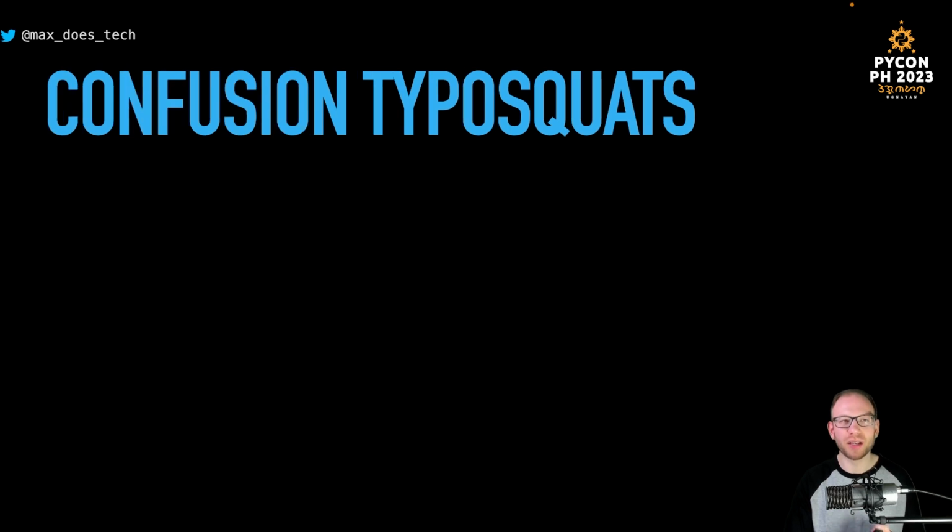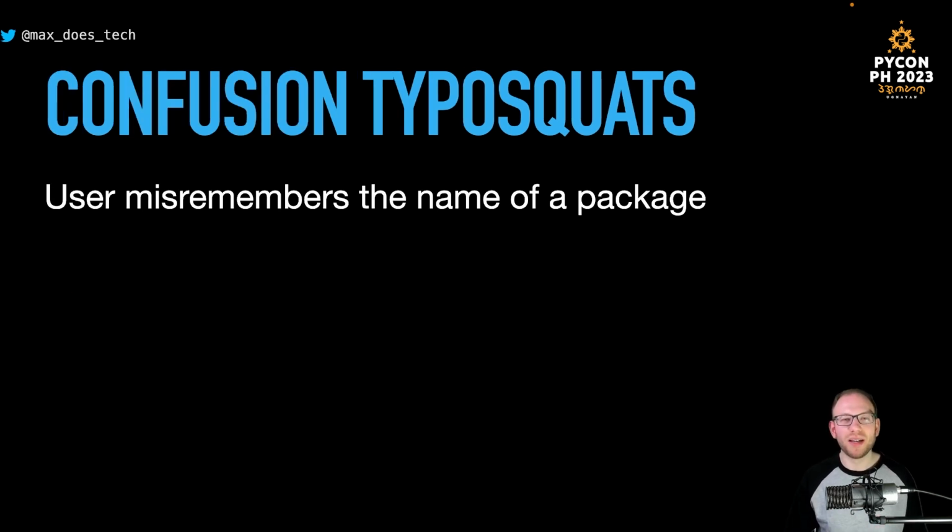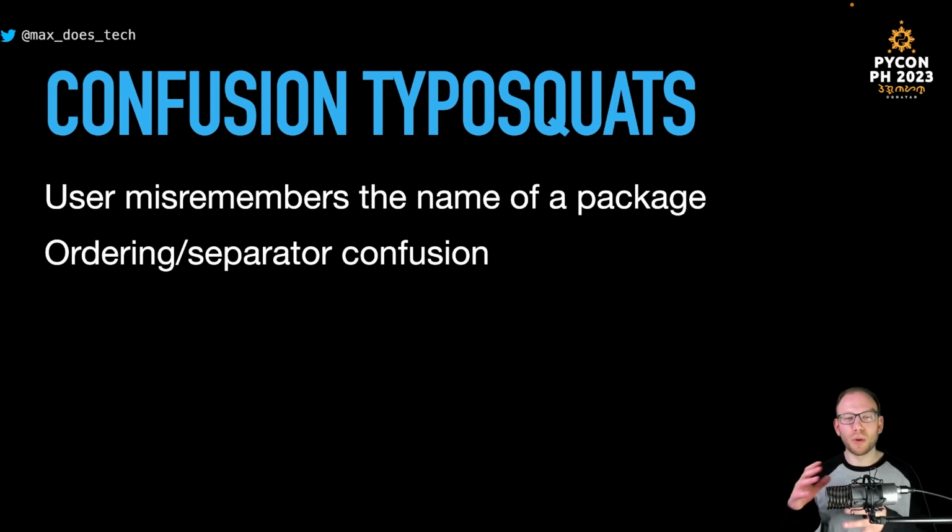But there's also confusion typosquats where the user just forgets the name of the package, right? So there might be some confusion between the order or separation between words. So for example, easy install, is it easy install or install easy? Is it easy dash install? Is it easy hyphen or underscore install? We don't know, right? So if you're not familiar with a package, then you might make these kinds of mistakes and you might accidentally get some malware based on that principle.